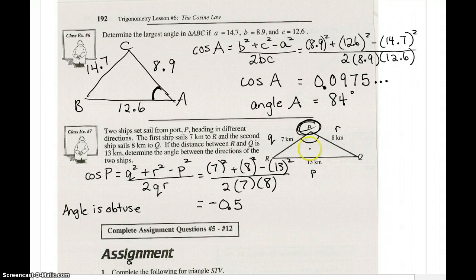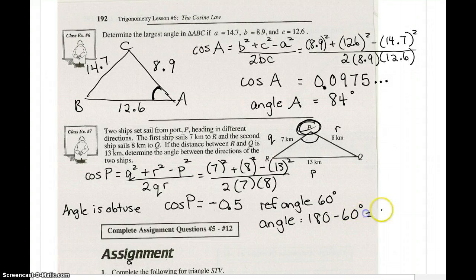So we need to find, we'll plug this in, because remember this is cos P is negative 0.5. Now, if I just go ahead and plug that into my calculator, I'm going to get a reference angle of 60 degrees. But remember, that's the less than 90 degree angle. So in order to figure out what the actual angle is, I'm going to have to take 180 minus 60, because I'm looking for an obtuse angle. I'm going to end up with 120.